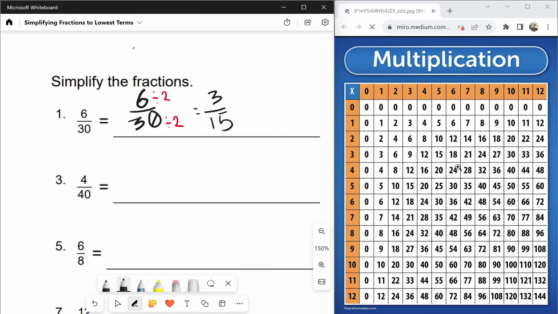Now let's look for 15. Well, there's 15 right here. 15 can be divided by 5, and it'll give me 3. And, oh, look at that. 15 can be divided by 3, and it will give me 5.